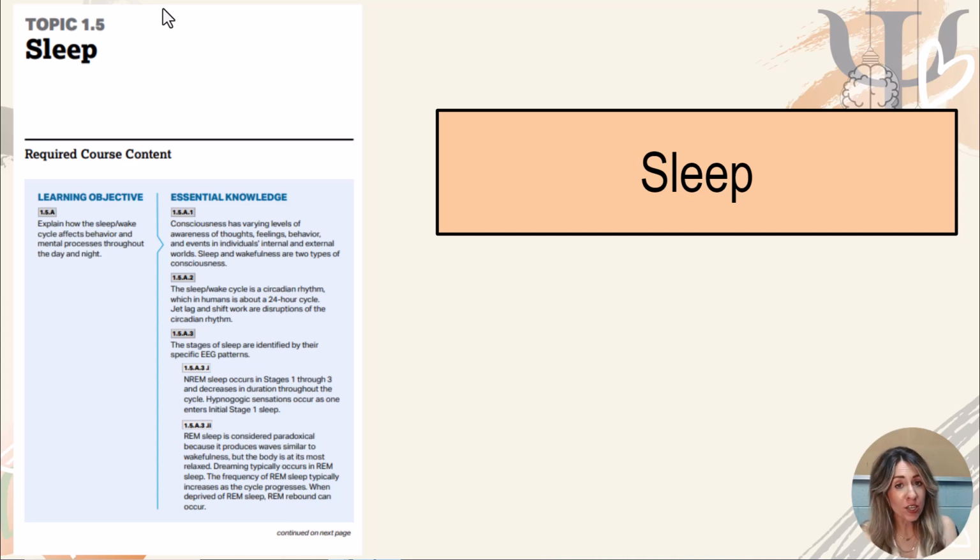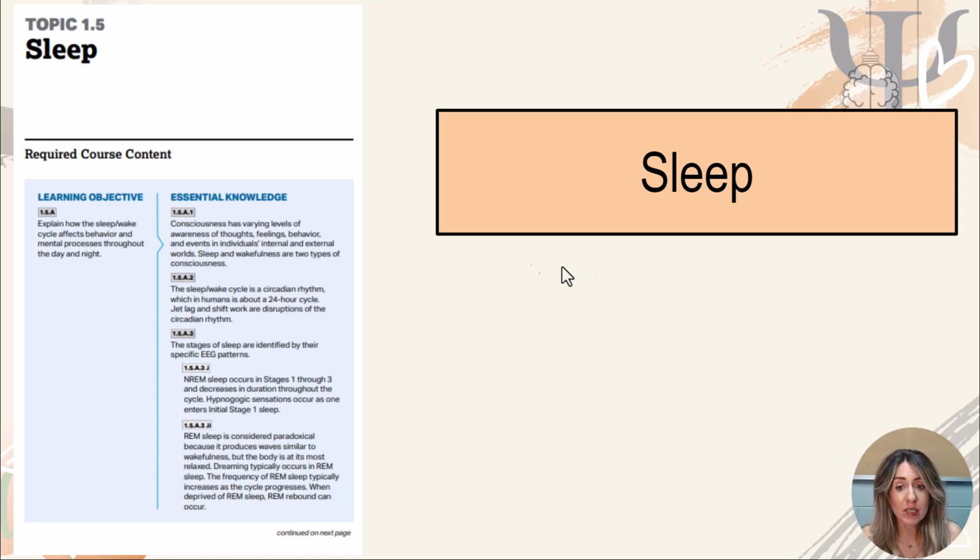Today we are continuing with the biological basis of behavior unit, but we are moving into a new topic, and that topic is sleep. So this aligns with the College Board curriculum, topic 1.5. The learning objective is explain how the sleep-wake cycle affects behavior and mental processes throughout the day and night.